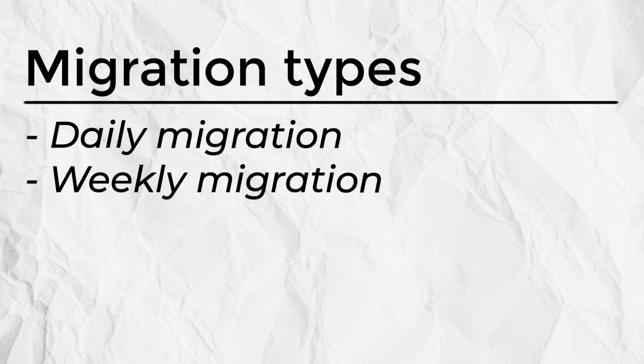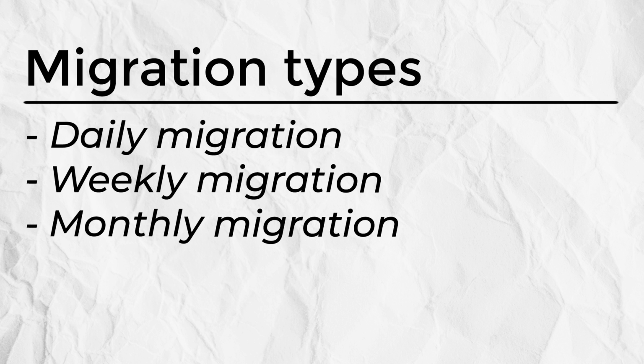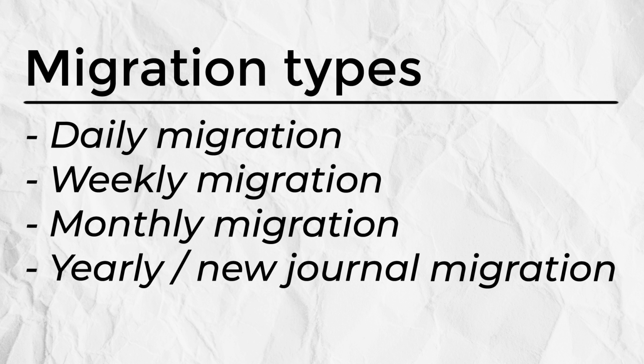But we actually have multiple types of migration. Migration happens at different points in our bullet journal and gets us to look at different aspects of it. So we have daily migration, when bringing tasks into our daily logs at the start of a new day. We've got weekly migration, when setting up for a new week. Monthly migration, when setting up for a new month. And yearly or new journal migration, when starting a new journal. New journal migration happens for most of us, maybe 1 to 4 times a year, depending on how many journals you use in a year. But the types that happen a lot more often are daily and weekly.